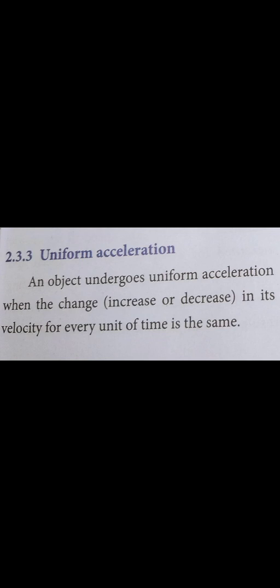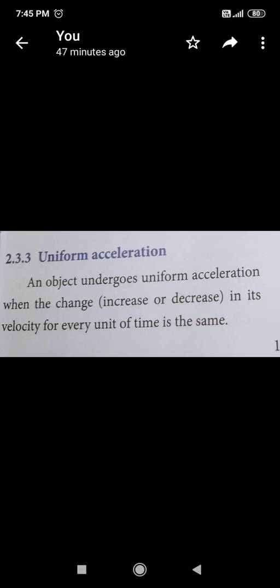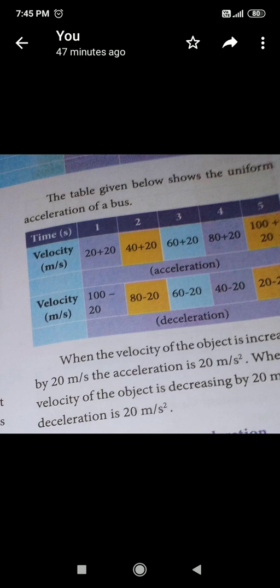Next, uniform acceleration. That means சீரான முடுக்கம், அதாவது அப்படியே ஒன்று போல் போகிறது, சீரான வேகத்தில் போகிறது. An object undergoes uniform acceleration when the change, increase or decrease, in its velocity for every unit of time is the same. Okay, see the tabular column for uniform acceleration of a bus. Start by first 20 and then increasing by 20, and then in the second stage start by 40, increases by 20, like that. Okay, that is increases uniformly.